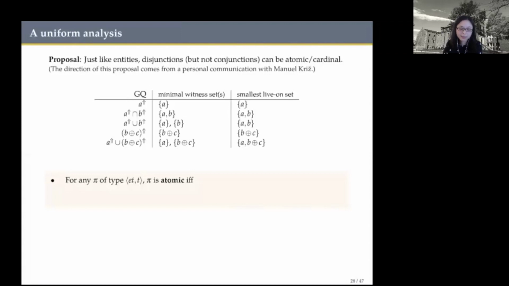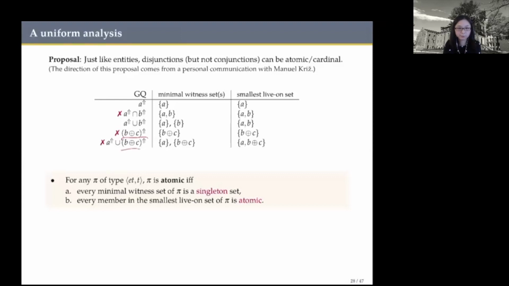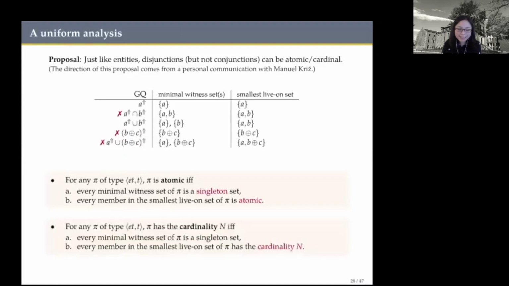For any pi of type ETT, pi is atomic if, first, every minimum witness set is a singleton set. So that rules out the conjunction AB because the minimum witness set is not a singleton set. Furthermore, second, every member in the smallest event set of pi is atomic, and that rules out the Montagovian non-atomic multiplicative individual, as well as any disjunction that involves such a non-atomic individual. And cardinality can be defined in exactly the same way.